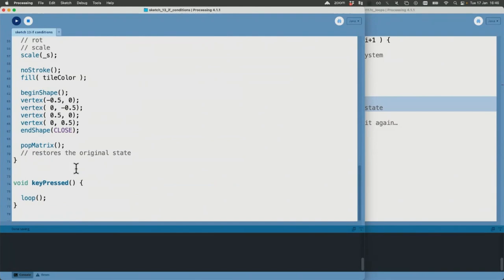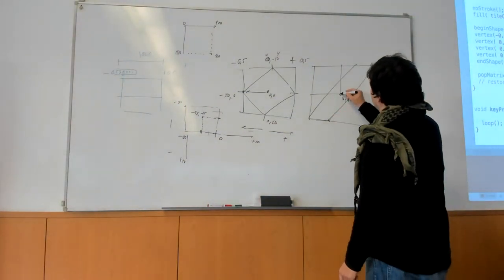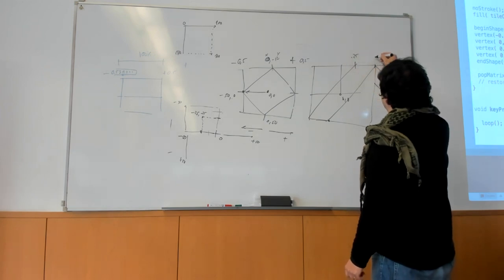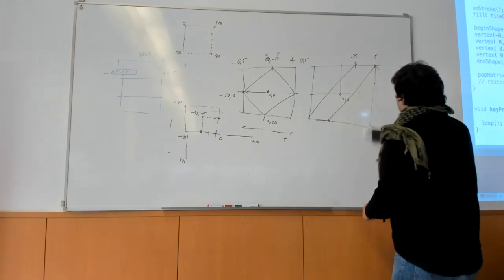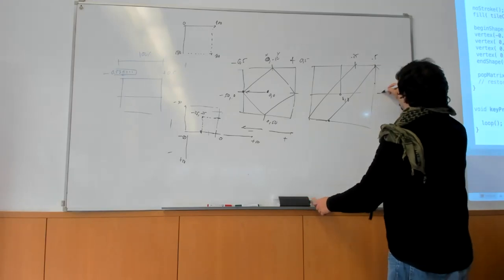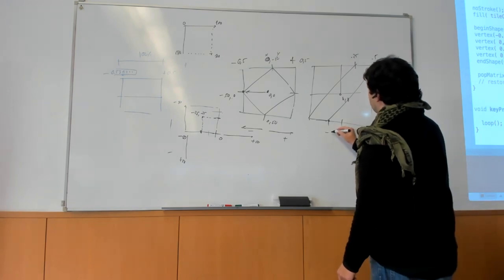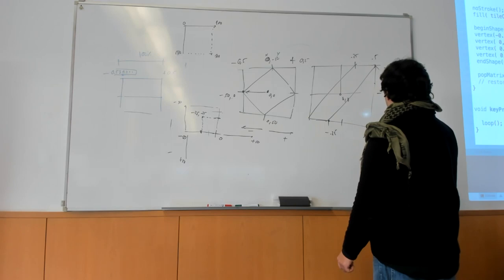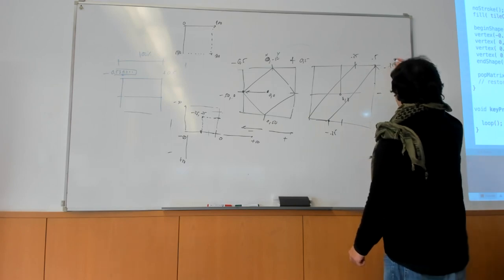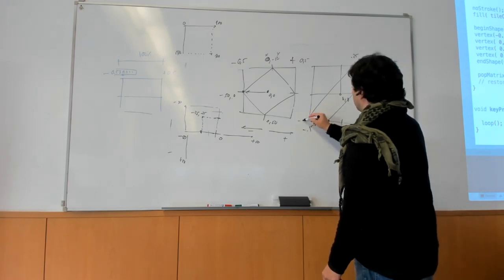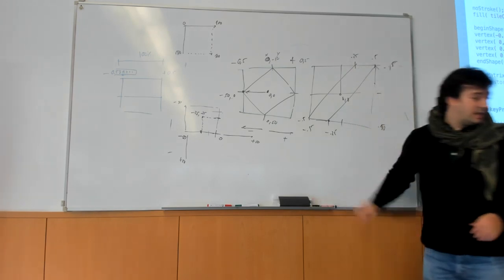So the new drawing is going to be, so we have 0, 0 here. Imagine that this is 0.25 and 0.5, and this is minus 0.25. And this is going to be minus 0.25 and 0.5. And minus 0.5 and minus 0.5. Okay. So this is going to be my new drawing.